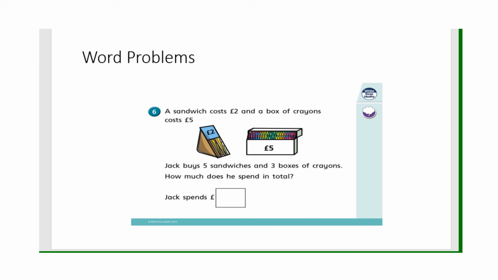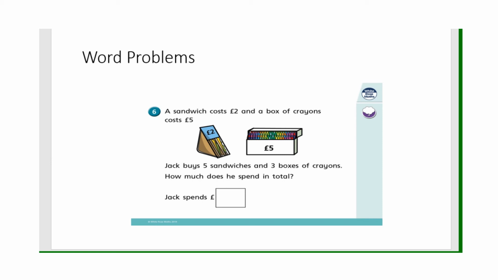That's right. So we have to keep that 10 in our head. And we buy 3 of those boxes and they're £5, so 3 times 5: 5, 10, 15. So 15 add 10 would be 25. So I would just spend £25. See, not a difficult two-step, because we've got to find out the total price for the sandwiches, the total price of crayons, and add them together.